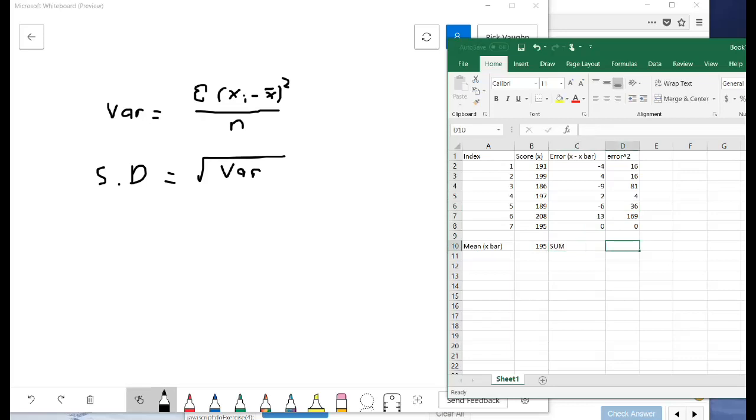And once again, I'll do this the not so efficient way, but I'll just take these one at a time and add them up. D2 plus D3 plus D4 plus D5 plus D6 plus D7 plus D8. Okay, that's called the sum of squared errors. And now I need to divide by n, and that'll be my variance.